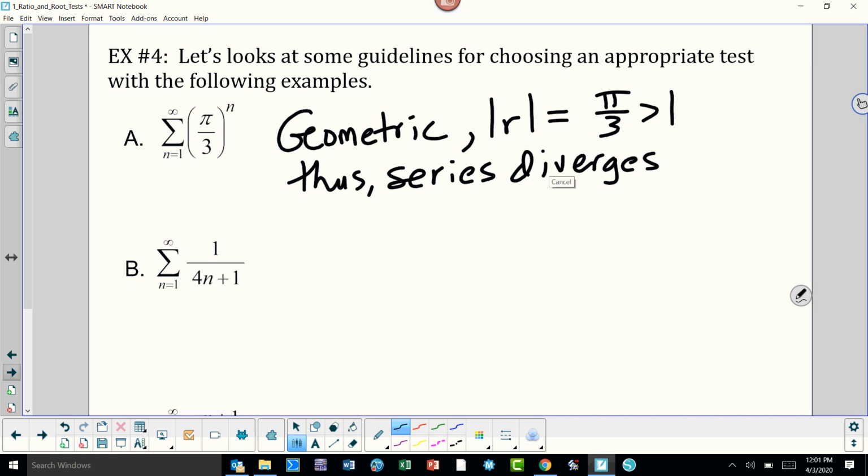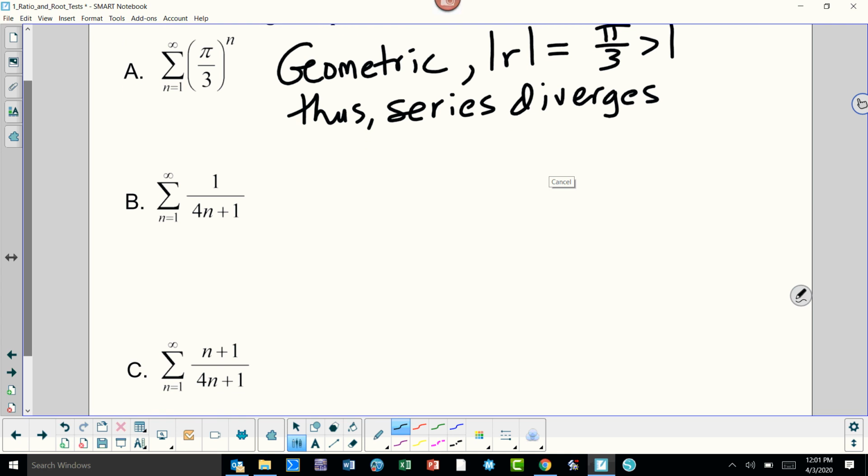B is an example of a rational expression, so I would probably use the limit comparison test. Remember that the direct comparison test is the last thing I would ever choose. I hardly ever look at it, probably never going to need it.